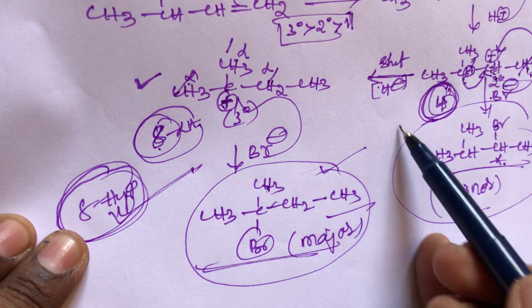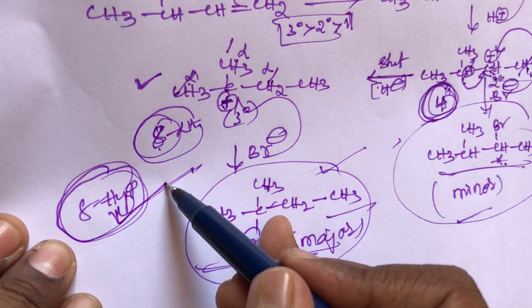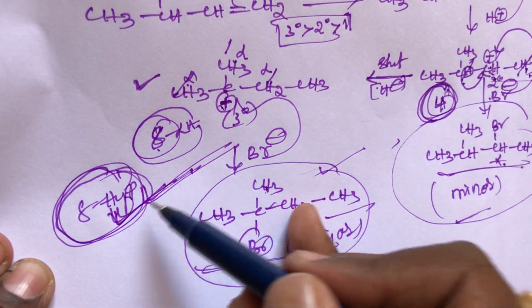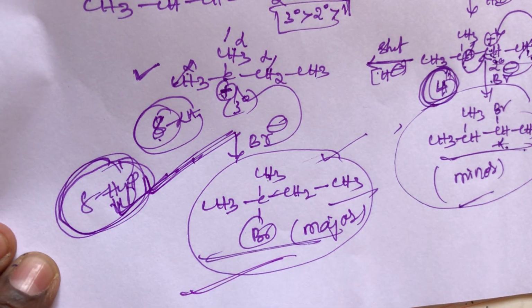So out of these two, which one is more stable? This compound has 8 hyperconjugates, so it is more stable. That's why this is the major product.